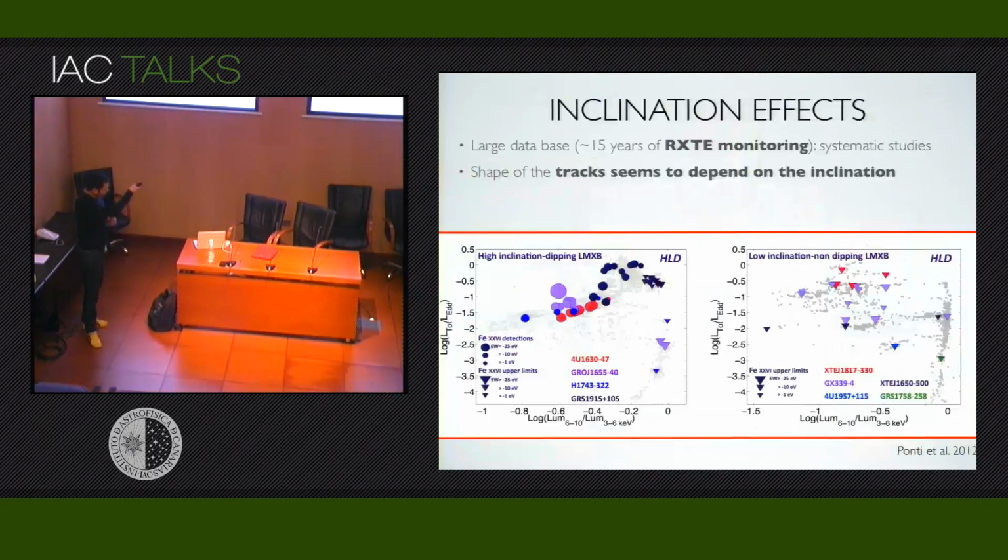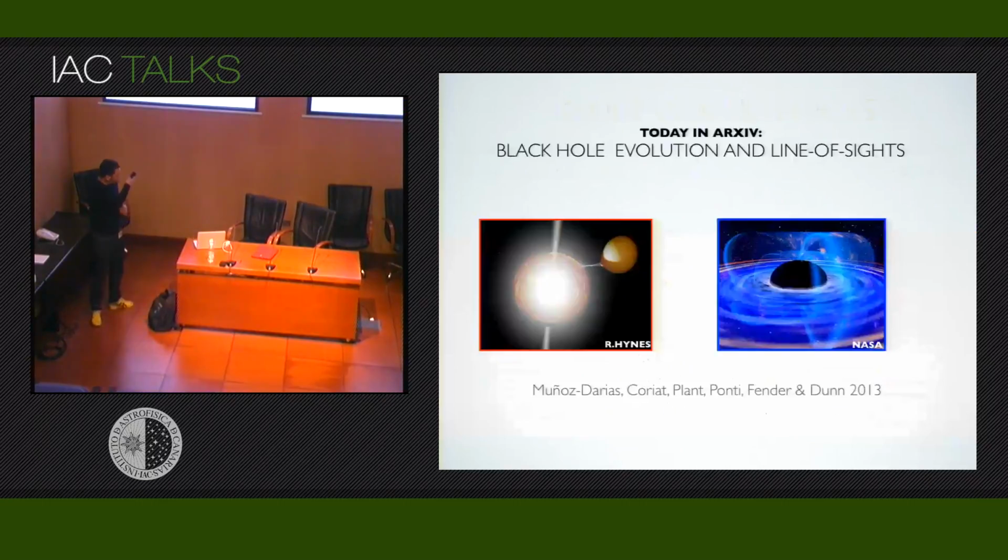Also, these people realized, and chatting with them, we reached the conclusion that the shapes of these tracks also seem to change with inclination. This was done for 8 systems, but it was something that we wanted to explore in detail, and it is the paper that is today in Astrofísica, and I want to talk about here, which talks about the different black hole evolution that we see depending on the line of sight, depending on the orbital inclination, depending on if we see the black hole edge on or if we see the black hole face on.